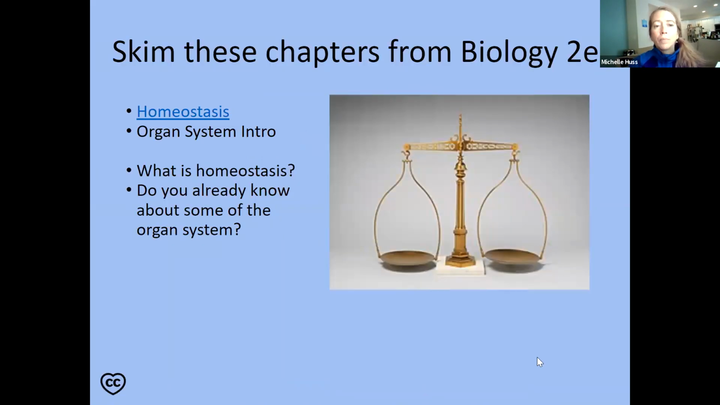Okay, so you can skim the books. Skim the book. It's a 200 level book, so skim it. Don't read it too in depth because we use parts of it.